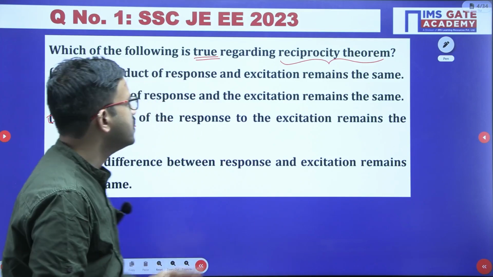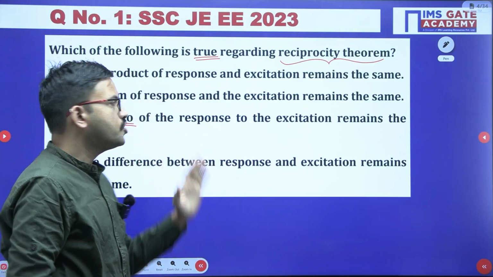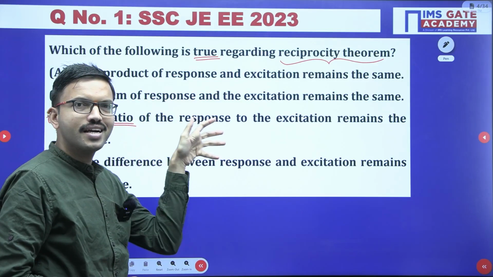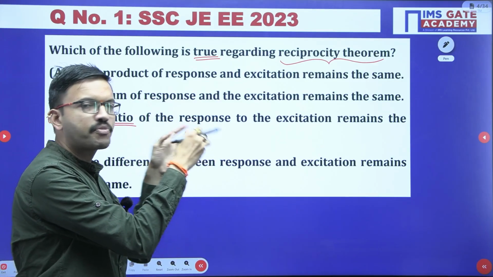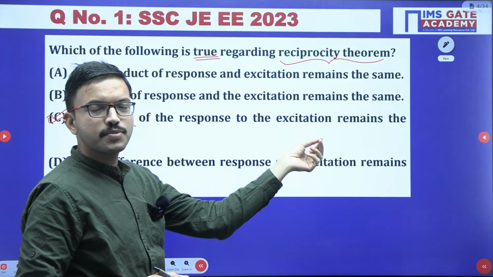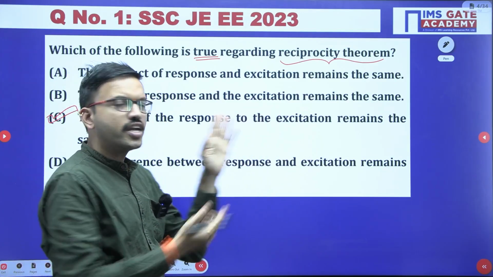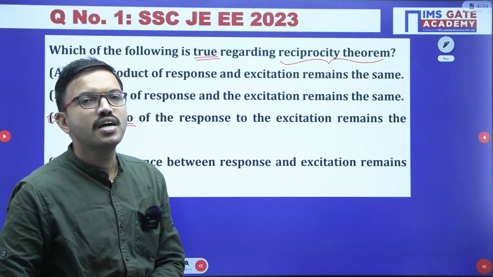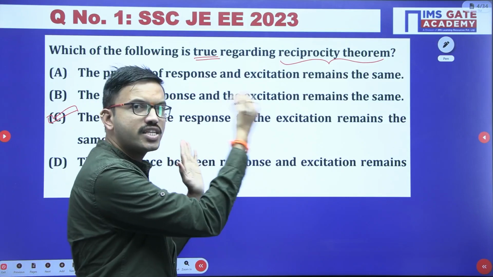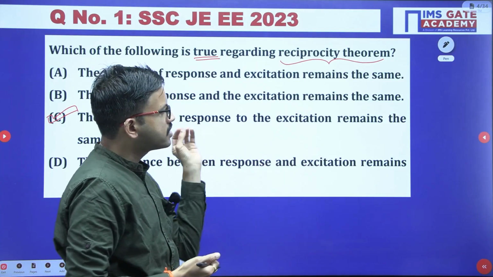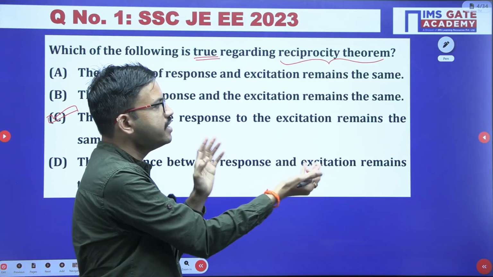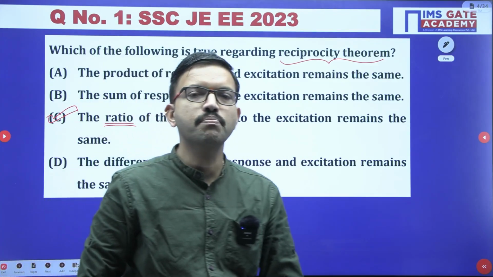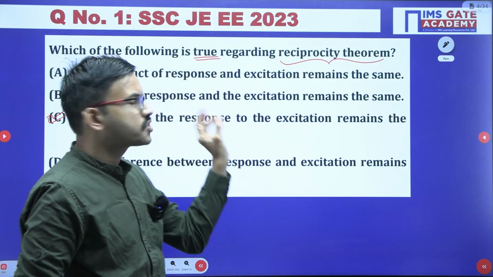Say for example, you're having one network, you're having one source. You are applying that source as an input to the network, and because of this source you are getting the response at the other side. Even if you interchange the source and response of the given network, the same source when placed on this side will give the same response on the other side. So that is the meaning related to reciprocity.